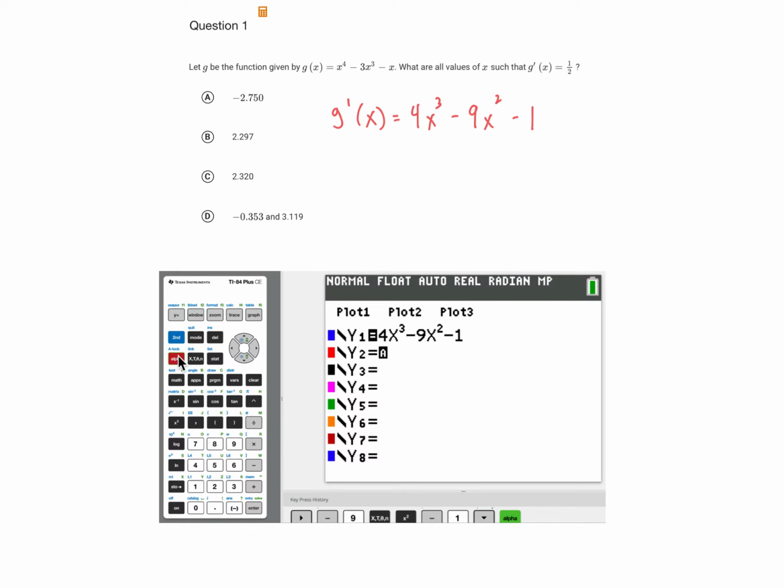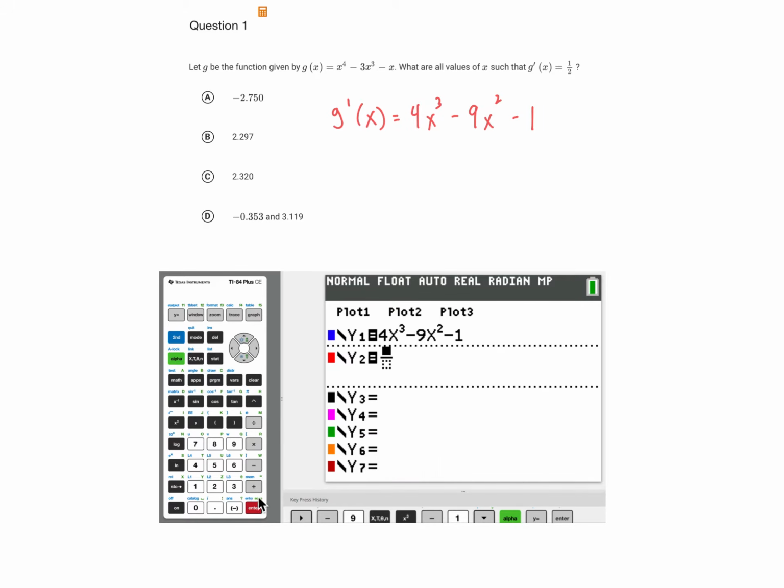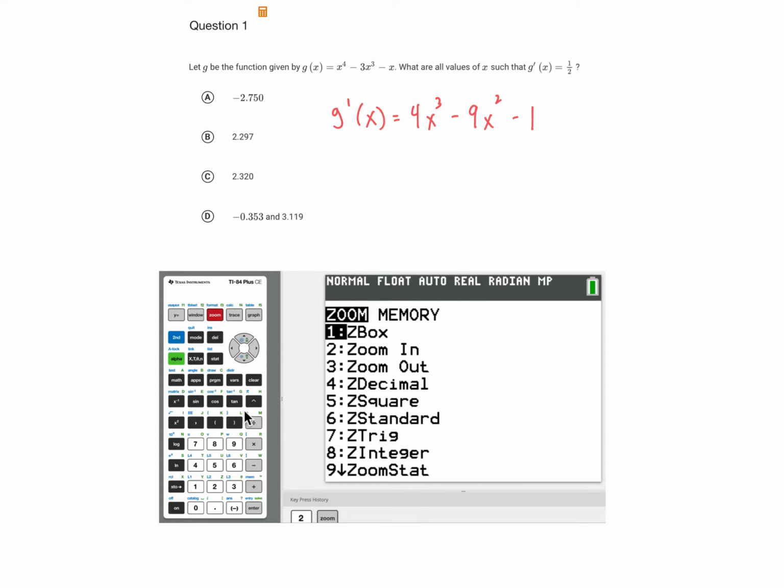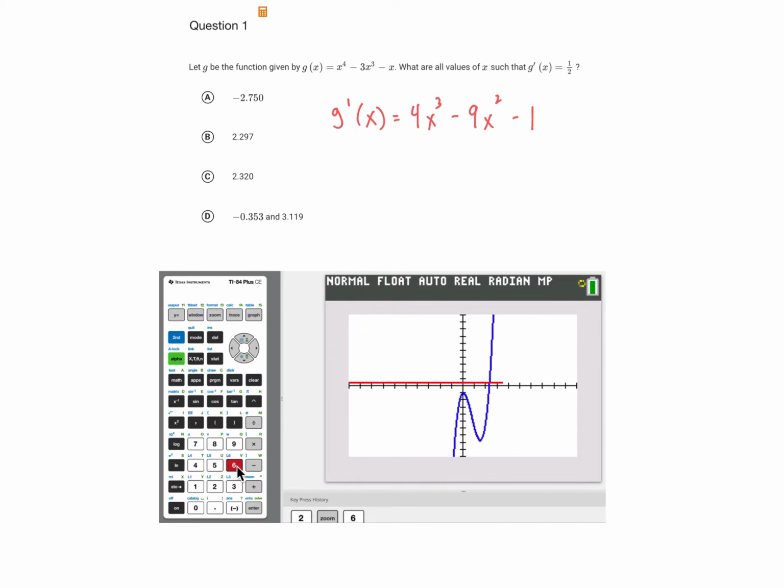So we're going to graph the function, and then we're going to graph a half, constant function, and then we're going to see where they intersect. The x value where they intersect is the answer. It's where they both equal a half. One equals a half all the time, but right there they both equal a half.